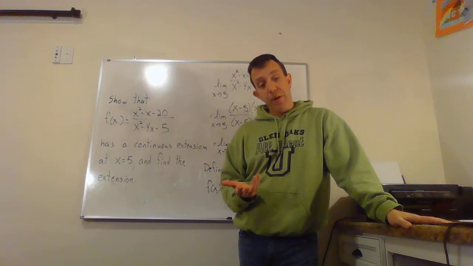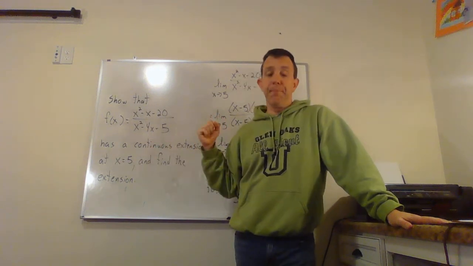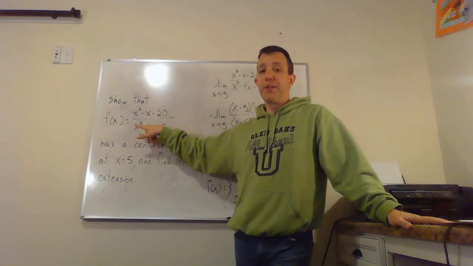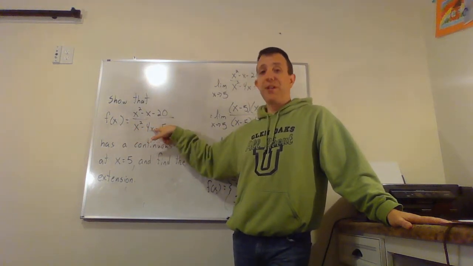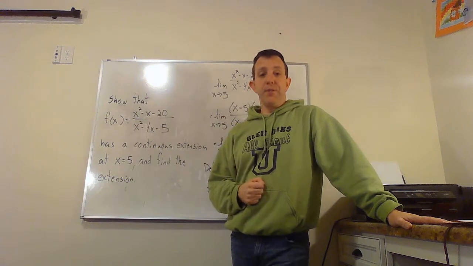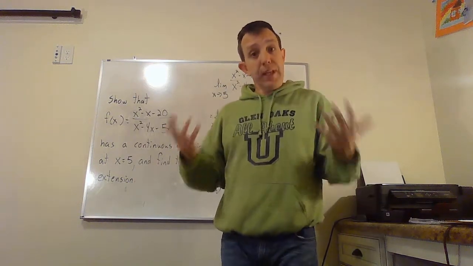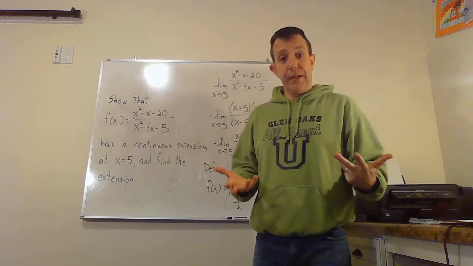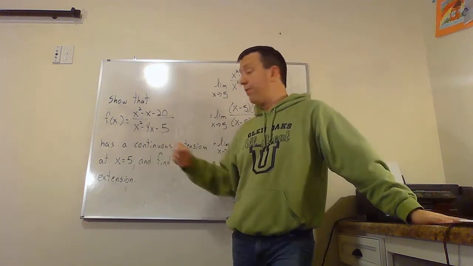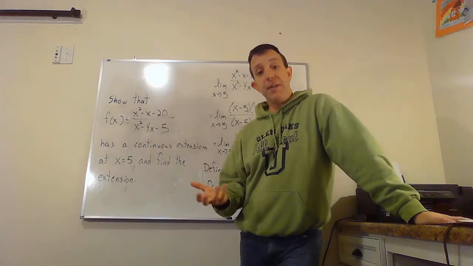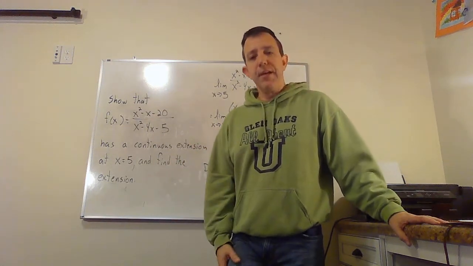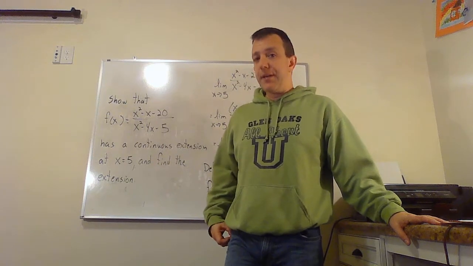So first of all, it's worth noting that 5 is a problem here. If you plug it in, 5 squared is 25, 4 times 5 is 20, so 25 minus 20 minus 5 is 0. You get 0 in the denominator. That means that certainly we don't have a continuous function here at x equals 5. Now, this is a rational function, so it's going to be continuous most places, but it's not at 5. So let's see if we can get rid of that discontinuity.